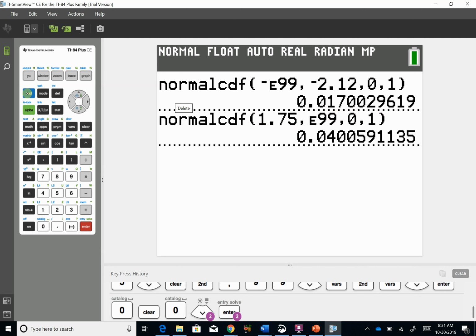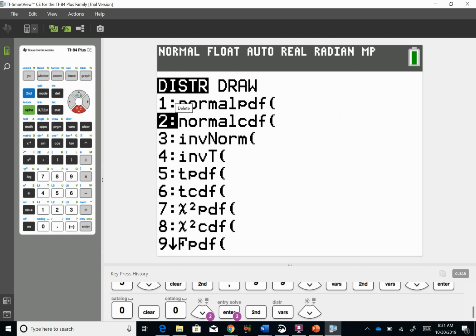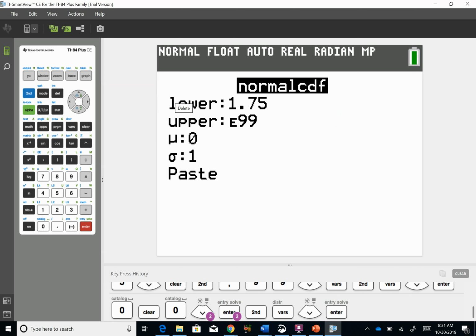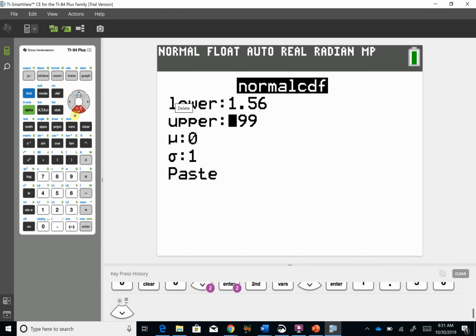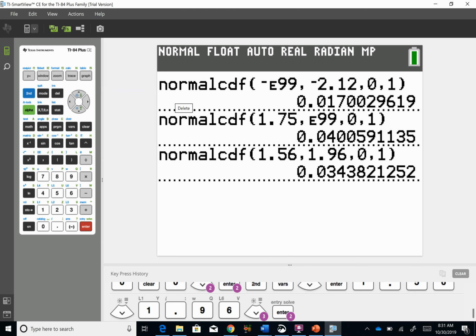If you want the area between, second, distribute, normal CDF, and let's just look at, we had 1.56 and 1.96. The lower is 1.56. Whatever your leftmost value is always your lower. Your rightmost value is your upper, 1.96. And then we paste it to our screen. And there's our value. Again, older calculators, you would have normal CDF, 1.56, comma, 1.96, and then just close your parenthesis there. You don't need the 0 and 1, that's okay.